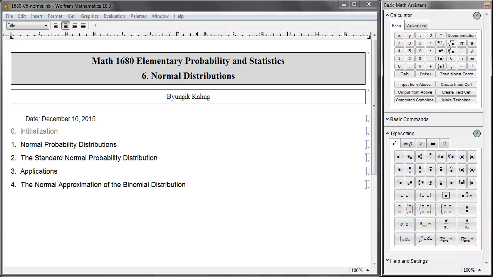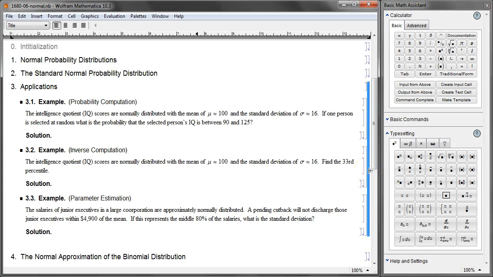Finally, some applications. Section 3 of this notebook corresponds to 6.3 of our textbook. The first example, which came from our textbook, is the easiest and the most straightforward.